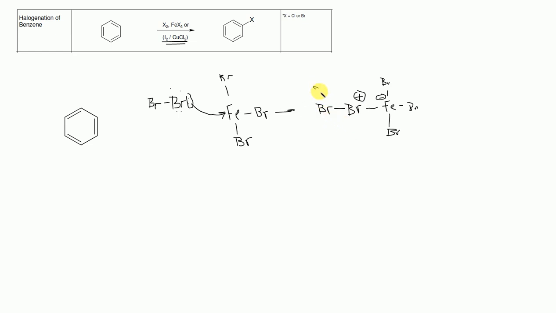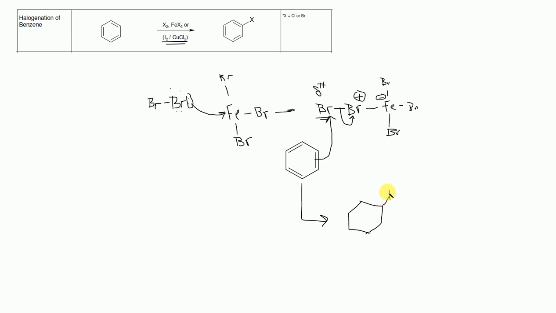So this bromine right here is now very partially positive. And so what happens is, I'll move this over here. What happens is this benzene ring can now take this bromine, and now this bromine will get its pair of electrons that it wants. And then I'll get a substituted benzene ring. Okay, so I took this bond. So let's say I just attached it right here. I attached the bromine.